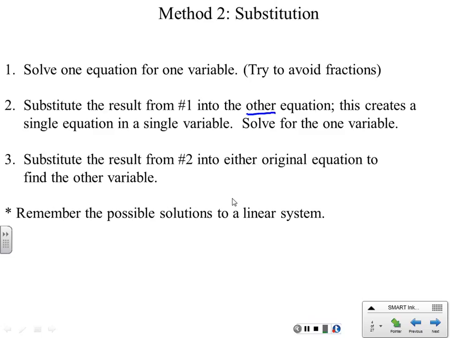What's going to happen is this is going to create a single equation with a single variable, and you know how to solve this. We learned how to do this in basic algebra. Then you're going to take the solution from step 2, and plug it into either one of the original equations to find the other variable. And that's going to be your solution. Remember the possible solutions to a linear system, because sometimes you'll get an ordered pair, sometimes you'll get no solution, and sometimes you'll get infinitely many. So like I said, when you start working these things, go crazy.